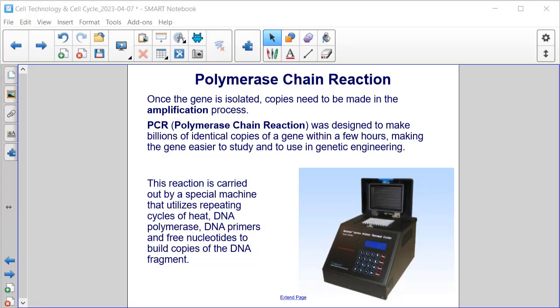Polymerase chain reaction. Once the gene is isolated, copies need to be made in the amplification process. PCR, polymerase chain reaction, was designed to make billions of identical copies of a gene within a few hours, making the gene easier to study and to use in genetic engineering. This reaction is carried out by a special machine that utilizes repeating cycles of heat, DNA polymerase, DNA primers, and free nucleotides to build copies of the DNA fragment.